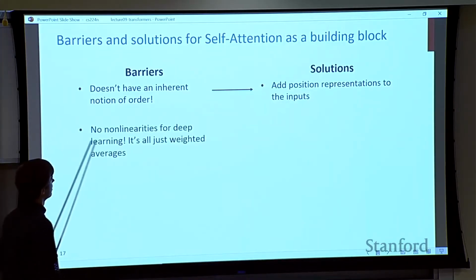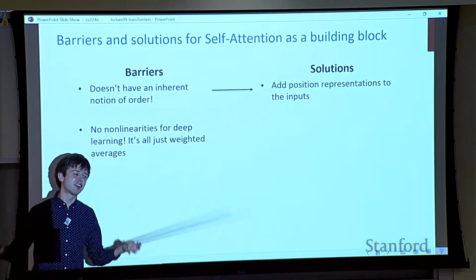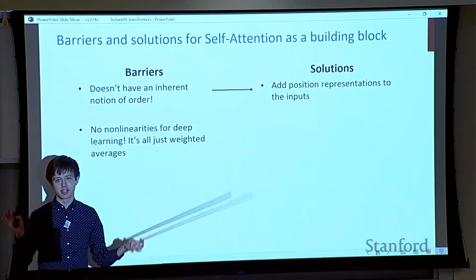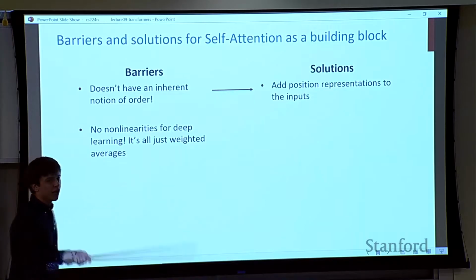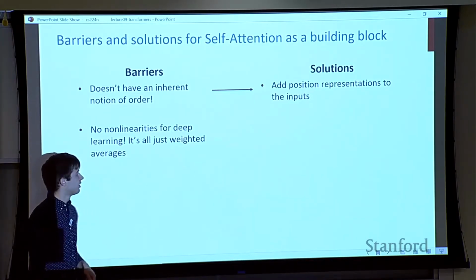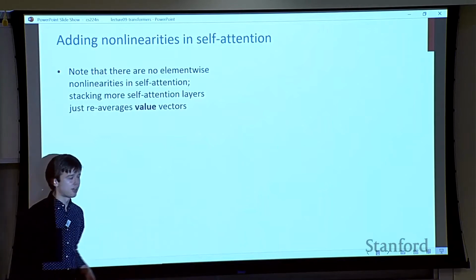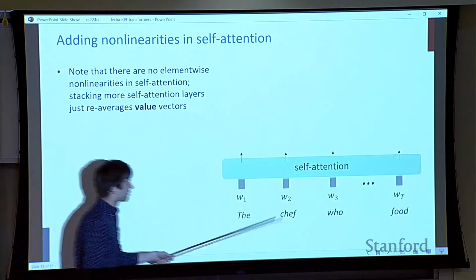Next, we're going to see this problem that you don't have nonlinearities. We've been saying, nonlinearities, abstract features, they're great. Deep learning, end-to-end learning of representations is awesome. But right now, we're just doing weighted averages. And so what is our solution going to be? I mean, it's not going to be all that complex. So all we're doing right now is re-averaging vectors.